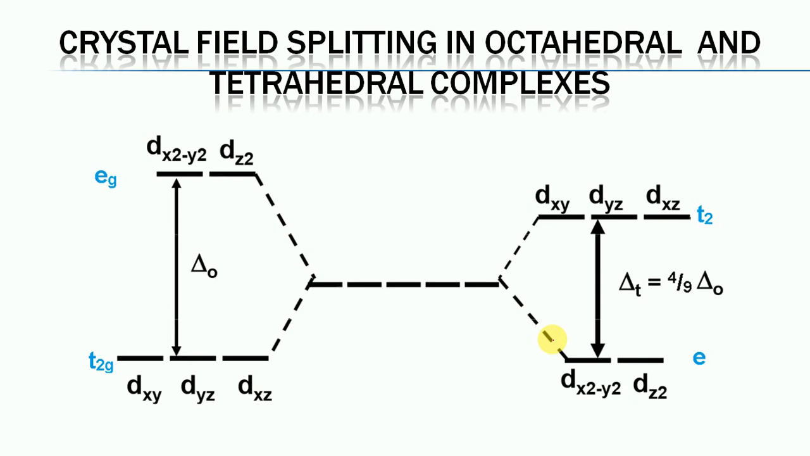This diagram shows the crystal field splitting in the case of octahedral and tetrahedral fields. The tetrahedral field has almost the reverse diagram of the octahedral field, and it is also clear that the value of delta T is smaller in comparison to delta O.